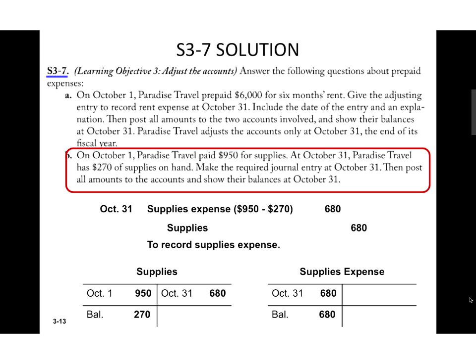So that's our example of deferrals. These happen to be expenses, but those are adjusting entries. We have to make them at the end of the period to make certain assets and liabilities and expenses reflect what happened during the period.